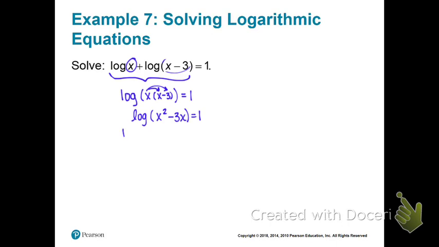So what is my base on this one? You already told me. What did you tell me it was? 10. What is in the place of my x? Good. The x squared minus 3x. And what's in the place of the y? So I'm going to come over here on the right and change it to exponential. So I have my b to the y equals x.